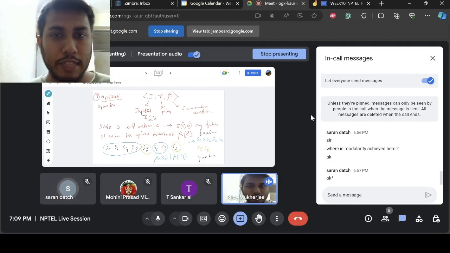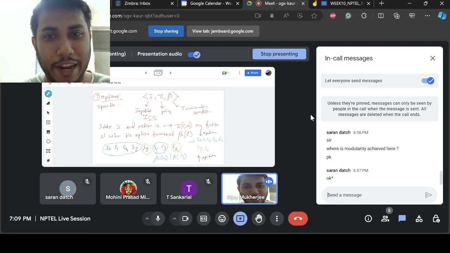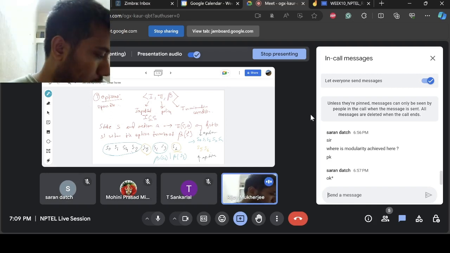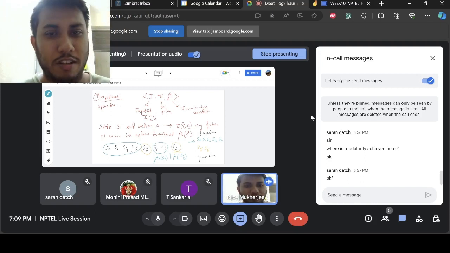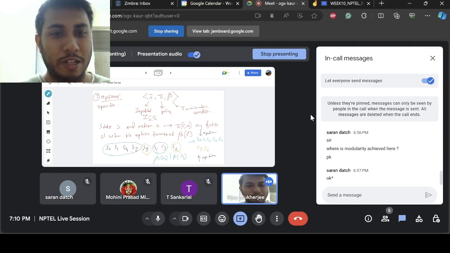Okay, so this is how you define an option. Obviously, what does the option achieve? An option achieves your modularity, your hierarchical modularity, or your simple modular optimality or hierarchical optimality. It may satisfy both, or it may satisfy one of them each, but it depends.